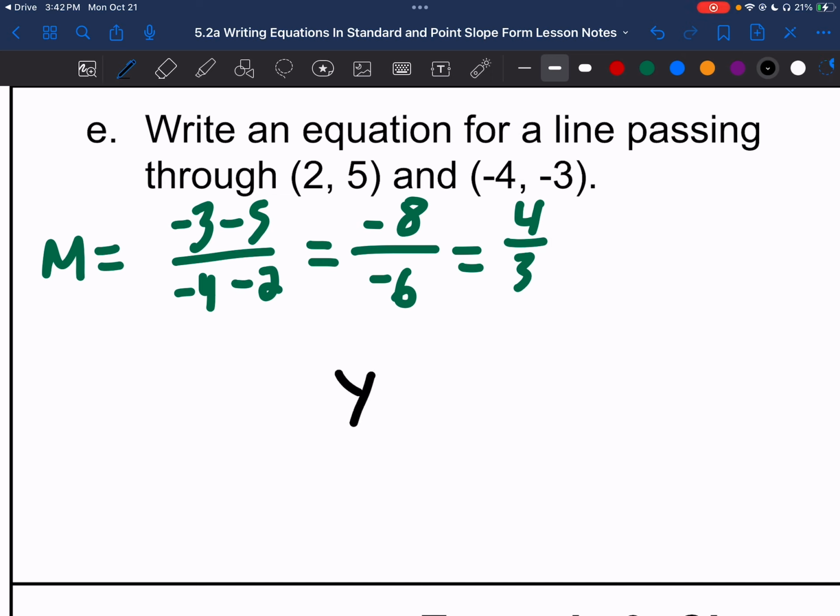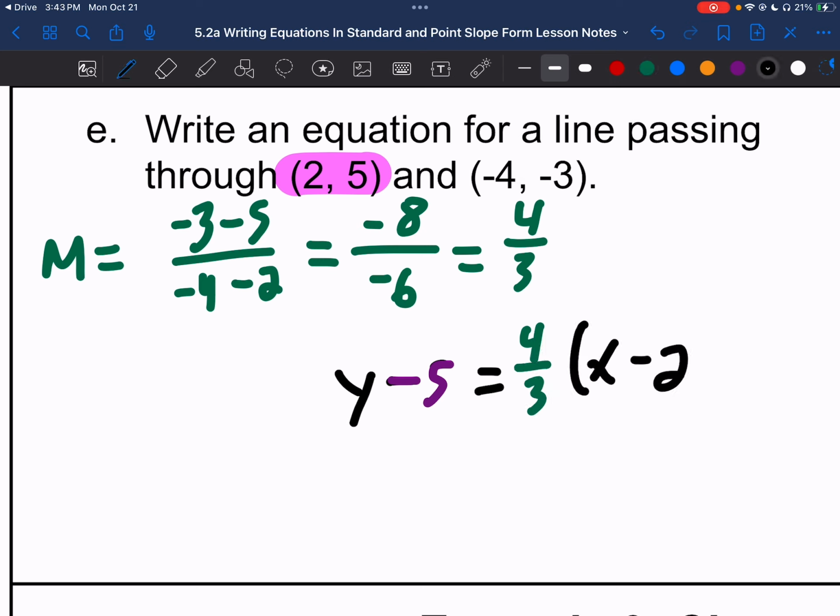So now I can write my equation, and we're going to do the same thing. First one is going to be first. So we have y minus 5 is equal to our slope, 4/3, times the quantity, x minus 2. And we close out our parentheses. And again, we have our form using our second ordered pair. So that would be y plus 3 is equal to 4/3 times the quantity x plus 4, again, because of the double negatives.